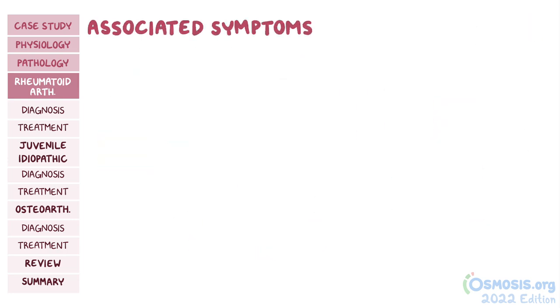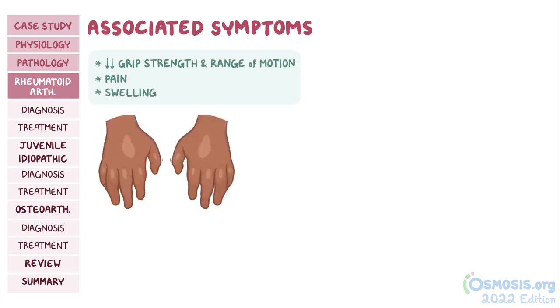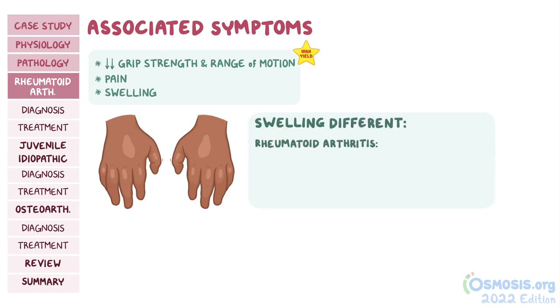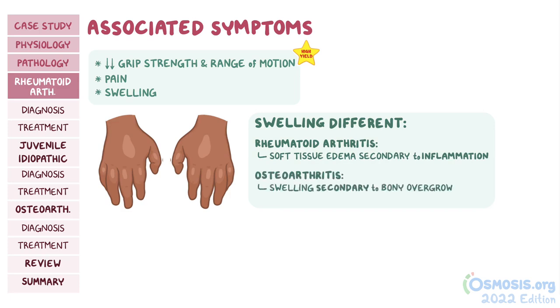Associated symptoms include reduced grip strength and range of motion, pain, and swelling. As a particularity, swelling in rheumatoid arthritis is different from the one in osteoarthritis. In rheumatoid arthritis, the swelling is caused by soft tissue edema secondary to inflammation, whereas in osteoarthritis, swelling is secondary to bony overgrowth that makes the joint look larger.